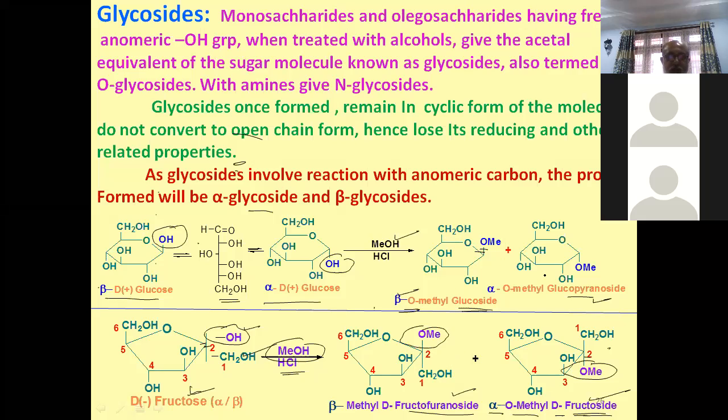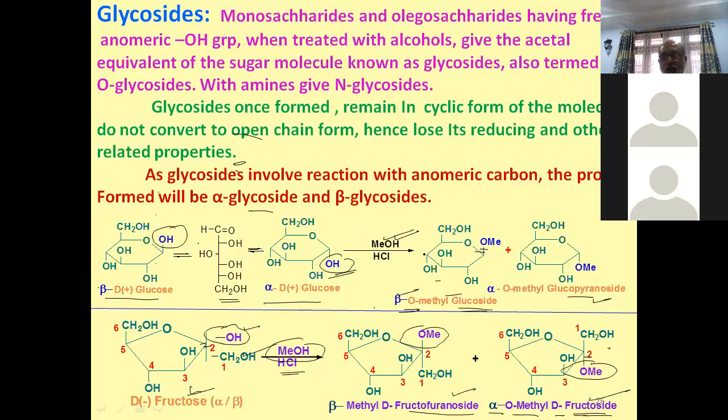This is the free anomeric OH group. Just see here, this is your free anomeric OH group. That means this H is free. That means it is not substituted by anything else. Free anomeric OH group, then you treat this one with alcohol. You get a glycoside. So that means a glycoside is a monosaccharide reacting with an alcohol.